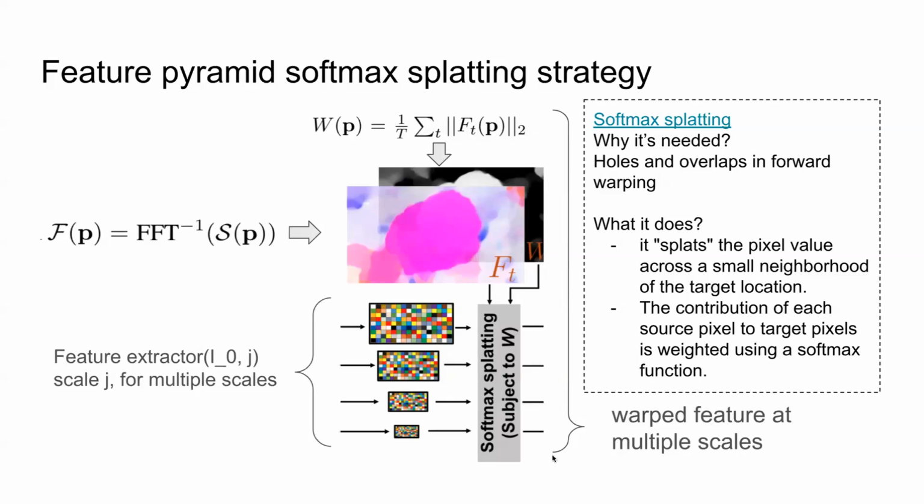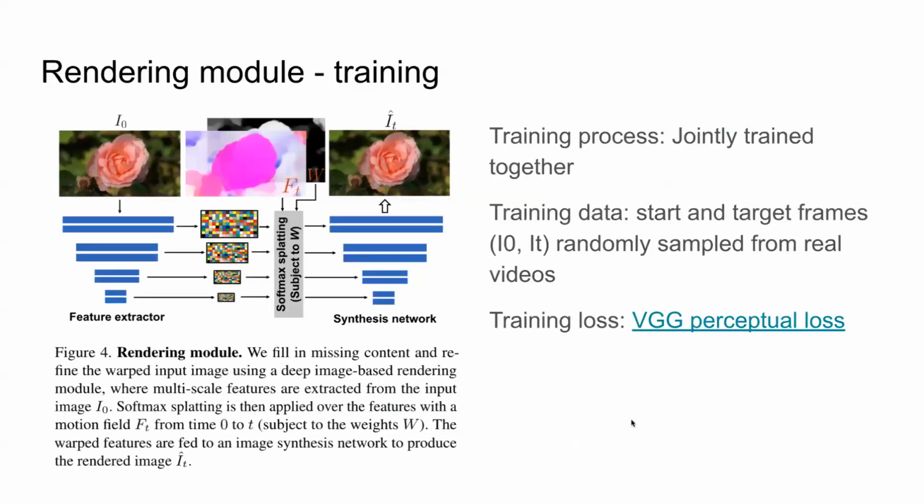This would be fed into the right side, the synthesis network. For the synthesis network, I didn't find a lot of details, but the main idea is it can convert everything back to the picture, the RGB channels, so you can see what the image would become at time t. And about the training process, the feature extractor, the synthesis network, everything is trained all together.